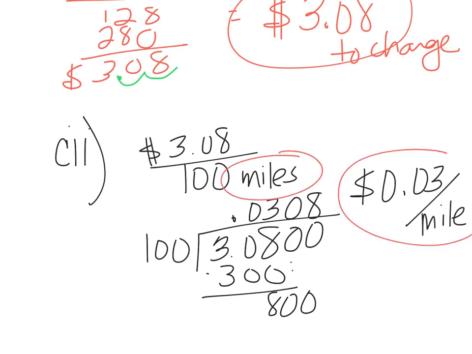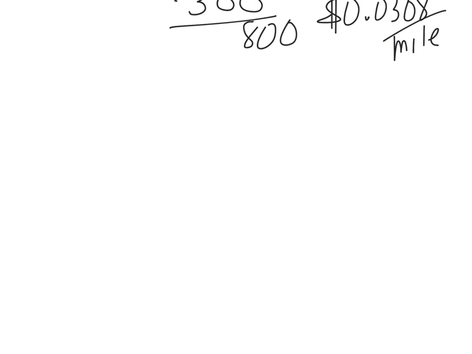Don't forget your units. Units in your work, units in your answer. And dollar signs are units also. Now what if you left it like this, 0.0308? That was fine. They were not going to mark you off for leaving it as 0.0308 per mile. That's fine. All right, going on to D.